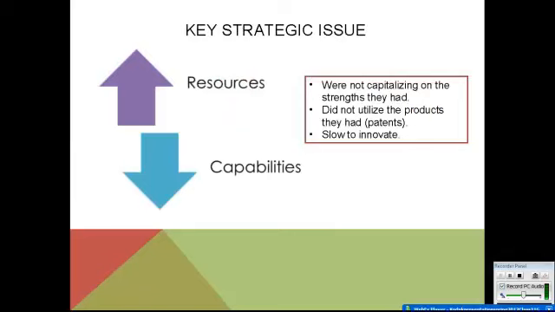Now we have the key strategic issues. The key strategic issue is inability to capitalize on many strengths that had put them in the lead earlier on. Due to this, that means that their resources and capabilities do not fit together. They were not capitalizing on the strengths that they had and not utilizing the products which they had, which were the patents, the 1,100 patents that they have. And also they were slow to innovate.